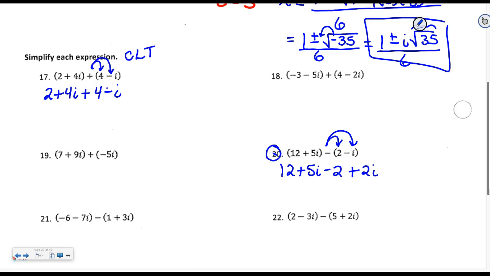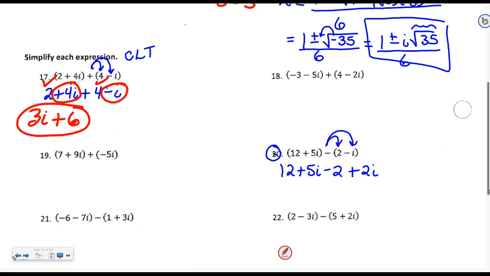Now this becomes a game of like terms. There's a positive 4i, and I have a minus 1i. That gives me 3 i's. Then I have a 2 plus 4, which is 6. So I'd have 3i plus 6, or 6 plus 3i.